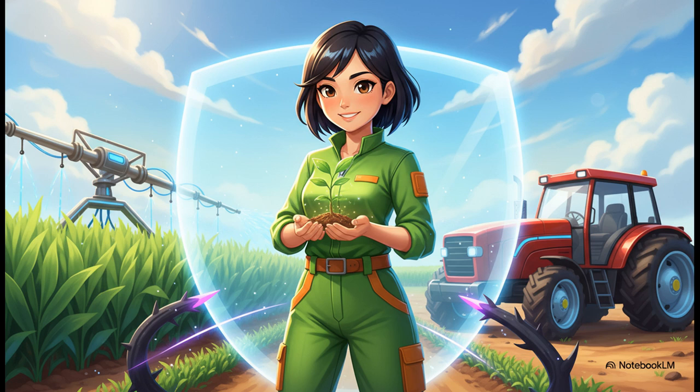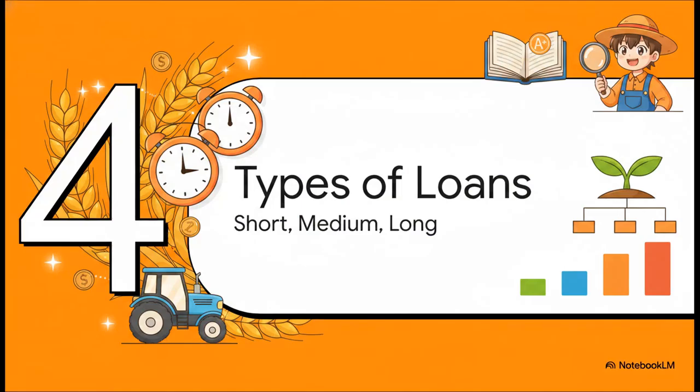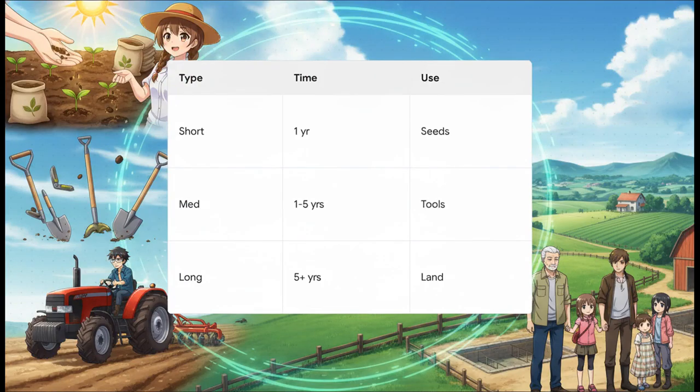The problem isn't the credit itself. The problem is the exploitative terms of the credit they're usually forced to take. Section 4. Types of rural loans. Short, medium, and long. All right, let's build the ultimate cheat sheet for your exam so you can instantly recall how these loans are categorized by time and use case.